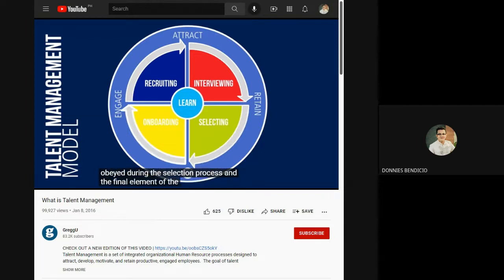And the final element of the talent management model, onboarding. The onboarding process acclimates new hires and ensures that they quickly feel welcomed and valued by the organization. This process enables new employees to become productive members of the organization who understand expectations and their job roles. Onboarding goes beyond traditional orientation programs, which focus mainly on managing policies, forms, and procedures.